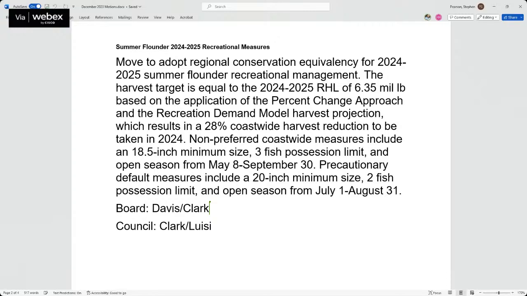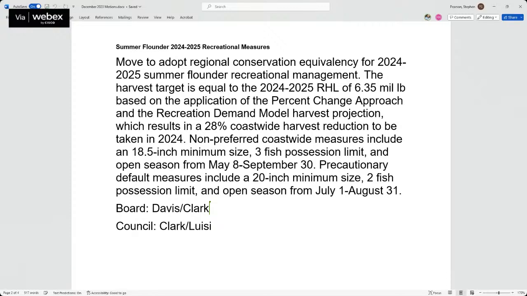There was another question about the non-preferred coastwide measures. I think Mr. Penny was going to respond to that. Thanks. Right. So the non-preferred coastwide measures are what gets put in the regulations, which are then waived under the conservation equivalency program once we approve conservation equivalency. So typically in a year, like the beginning of 2024, until we publish our final rule, technically the coastwide measures are what apply in federal waters. Once we approve conservation equivalency, then those measures are waived.